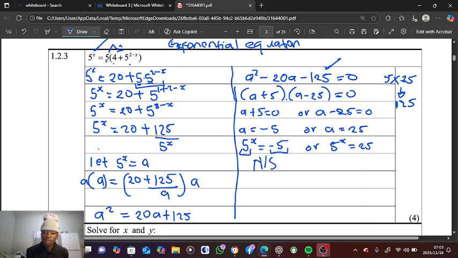So we have no solution here. On this side, we can say 5 to the power of x equals 25. We can change base 25 to 5 to the power of 2, since 5 to the power of 2 is the same as 25. Since the bases are the same, we drop our exponents. So we're simply going to say x is equal to 2. Then we are done.